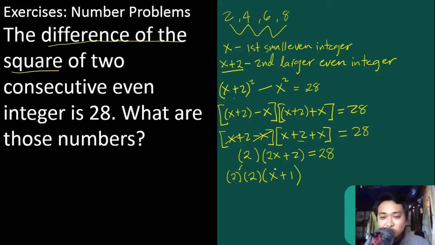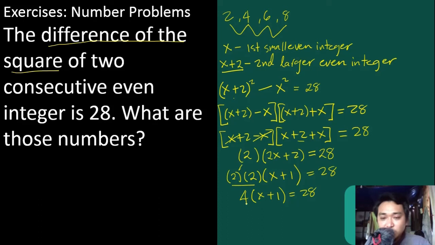For assurance, you can check it. Double check, let us multiply back. 2 times x is 2x and 2 times 1 is 2. It will go back to 2x plus 2. That is equivalent to 28. How about this? 2 times 2 is 4 times the quantity x plus 1, that is equivalent to 28.